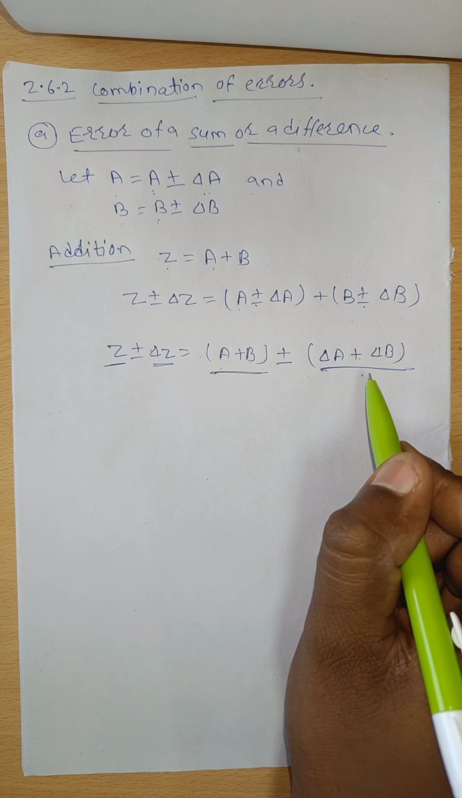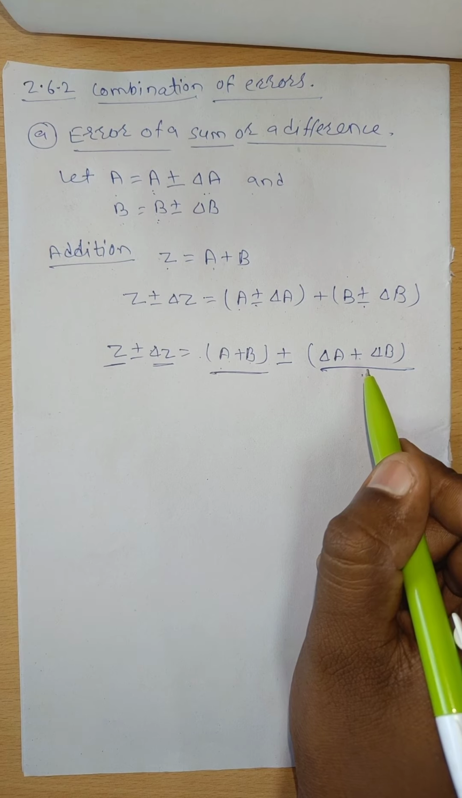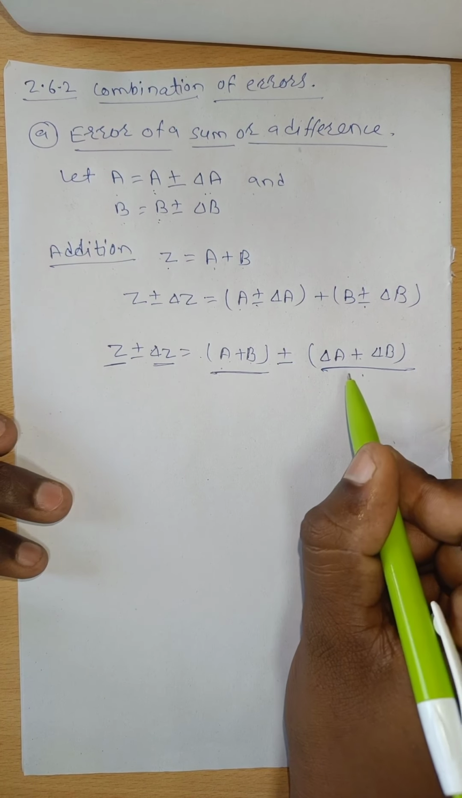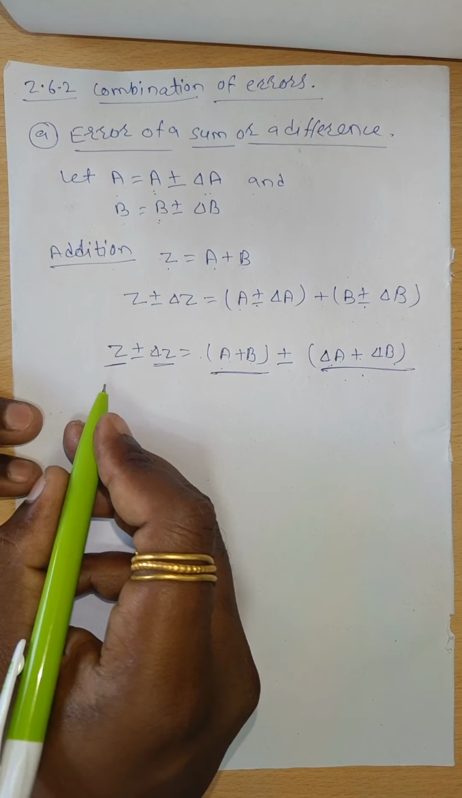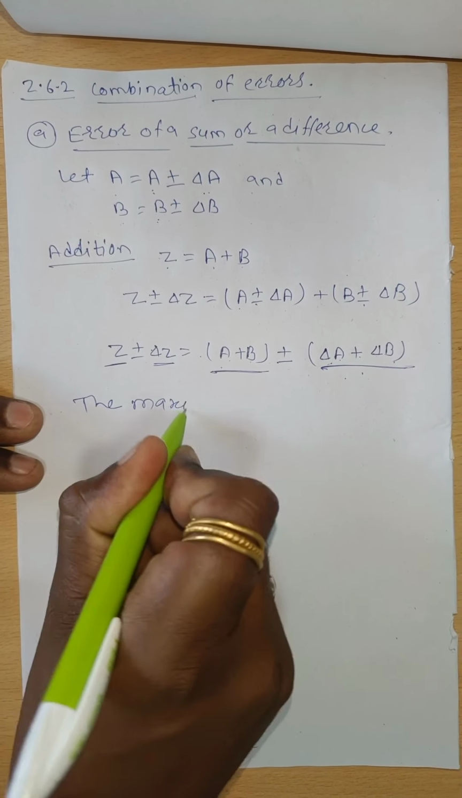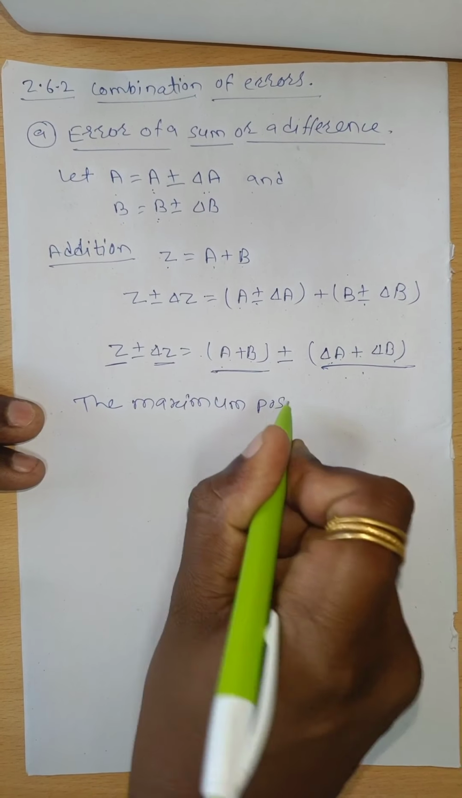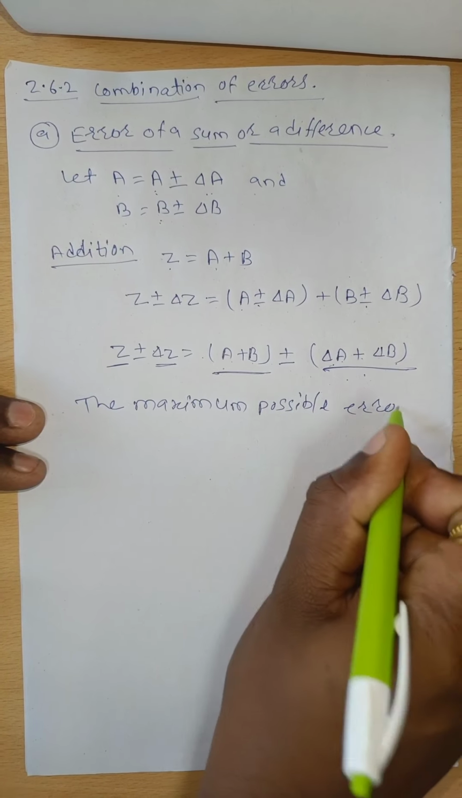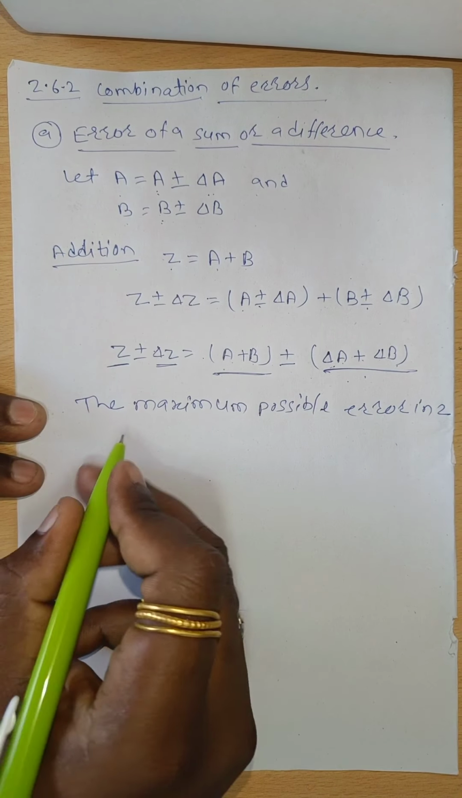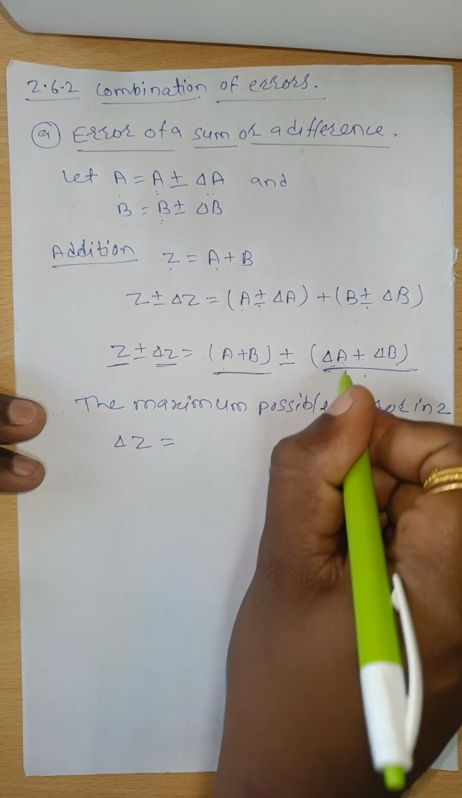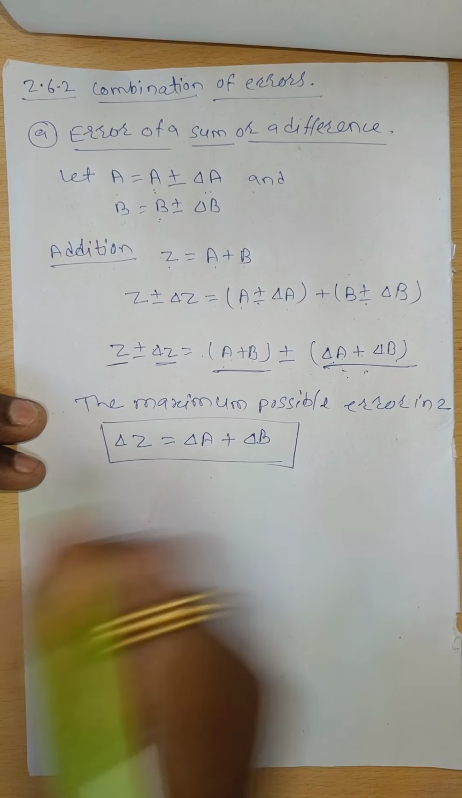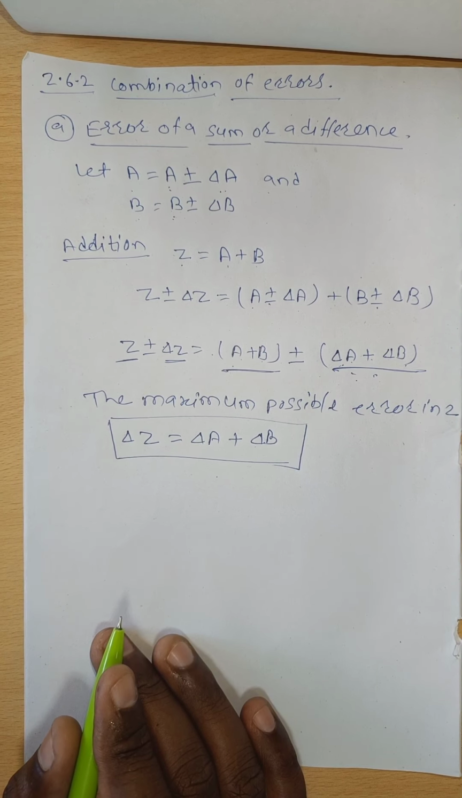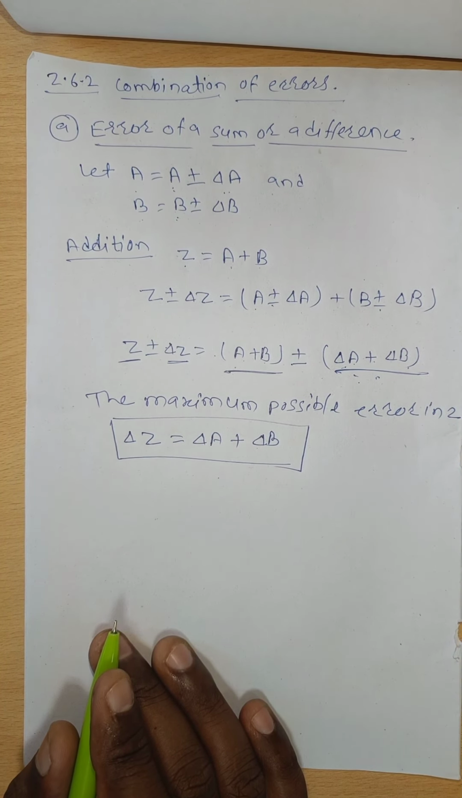Therefore the maximum error occurring in a measurement while adding, delta Z, is plus or minus delta A plus delta B. Therefore the maximum possible error in Z in addition is delta Z equal to delta A plus delta B. While taking additions, the error delta Z is equal to the error of A plus the error of B.